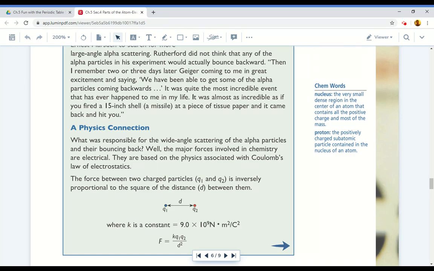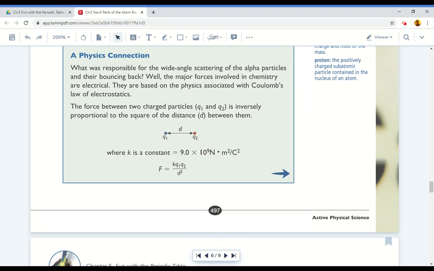Okay, this is Rutherford speaking. "Then I remember 2 or 3 days later, Geiger coming to me in great excitement and saying, 'We have been able to get some of the alpha particles coming backwards.' It was quite the most incredible event that has ever happened to me in my life. It was almost as incredible as if you fired a 15-inch shell, a missile, at a piece of tissue paper and it came back and hit you."